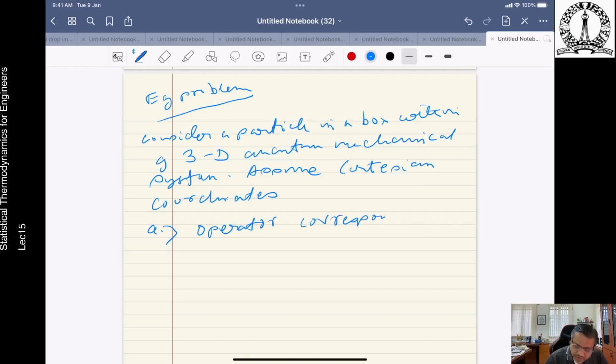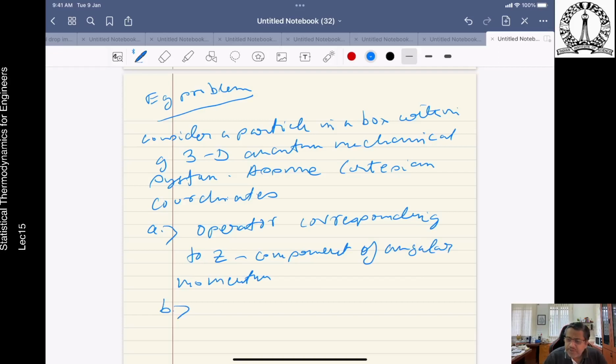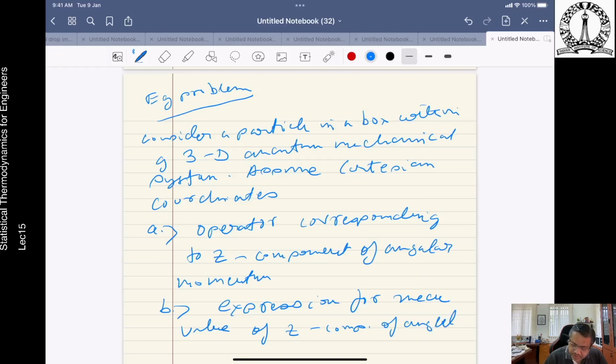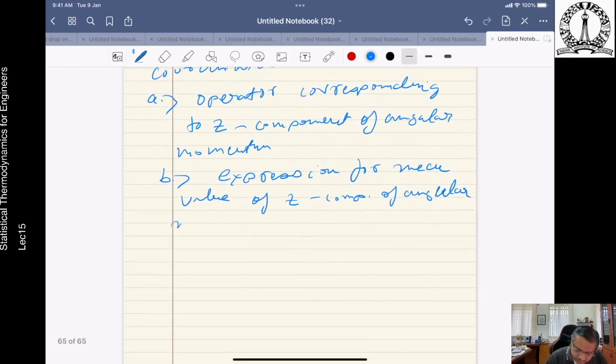corresponding to the z component of angular momentum. Okay, fair enough. And B will be, what will be the expression for the mean value of the z component of angular momentum.